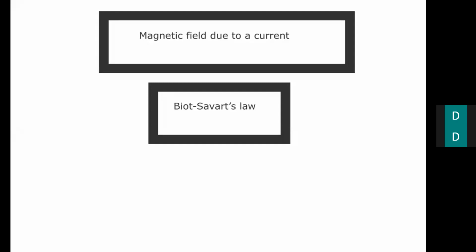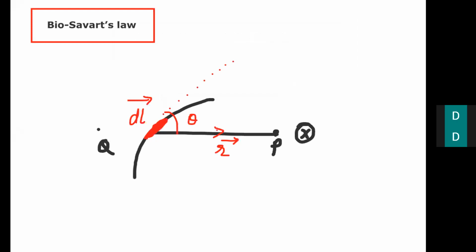So in this video, we will be discussing the physics of Biot-Savart's law. What is Biot-Savart's law? Basically, if there is a wire which is carrying current, there will be a certain magnetic field due to it. So for example, we have this particular diagram.